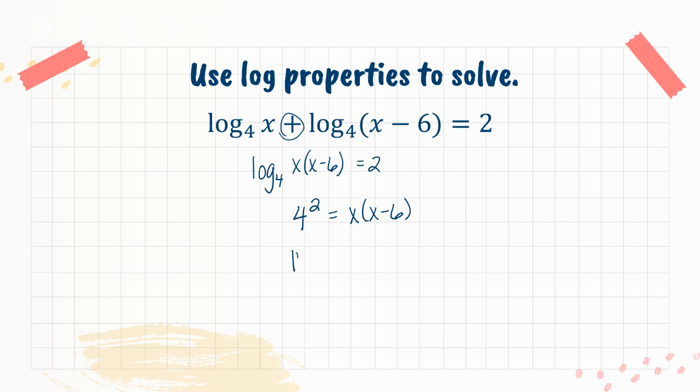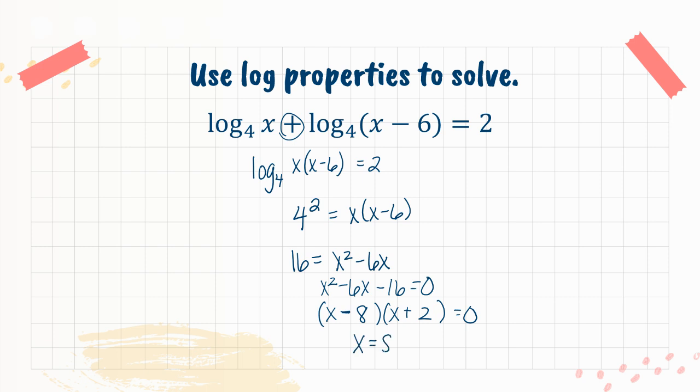Now I'm going to solve all of this out. I'm going to start with 4 to the second power, which is 16. And I'm going to distribute the x times x minus 6, which is x squared minus 6x. The reason I did that is I want to make this equal to 0 so that I can hopefully either factor or maybe complete the square to solve. This one is factorable because the factors of 16 that subtract to be 6 are negative 8 and positive 2, meaning I have two answers for my problem here. Okay, I have 8 and I have negative 2.